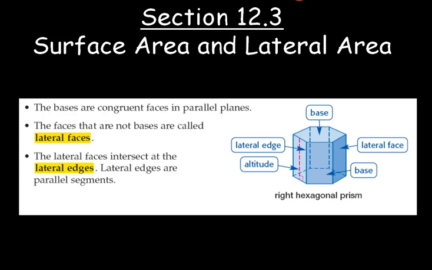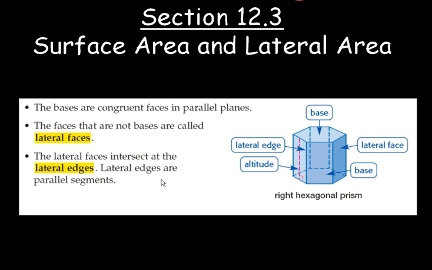Okay, the bases are congruent faces in a parallel plane. So we see this picture here with the base, it's kind of like the top and the bottom. They're always parallel given any kind of polyhedron. Faces that are not bases are called lateral faces. So anything that goes around the figure, the 3D object, that's not one of the bases.